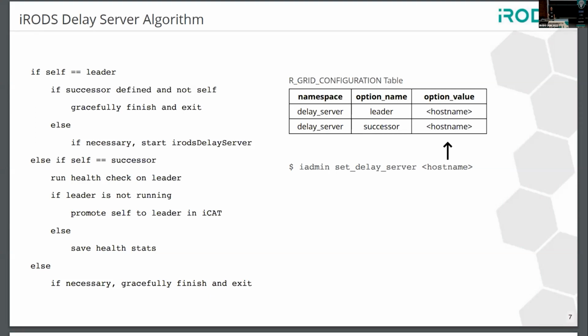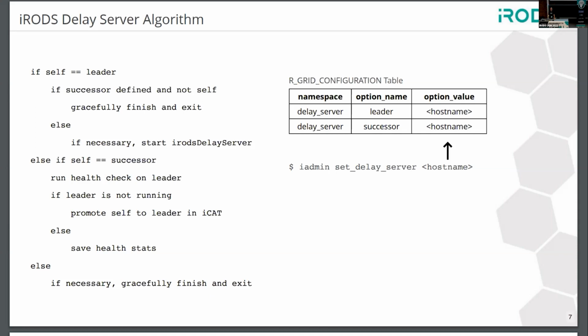This algorithm is not doing the work. This algorithm is deciding whether or not the delay server is running, and that's it, okay? If I am the successor, then my job is to see what's going on and figure out if I need to promote myself to king, right?